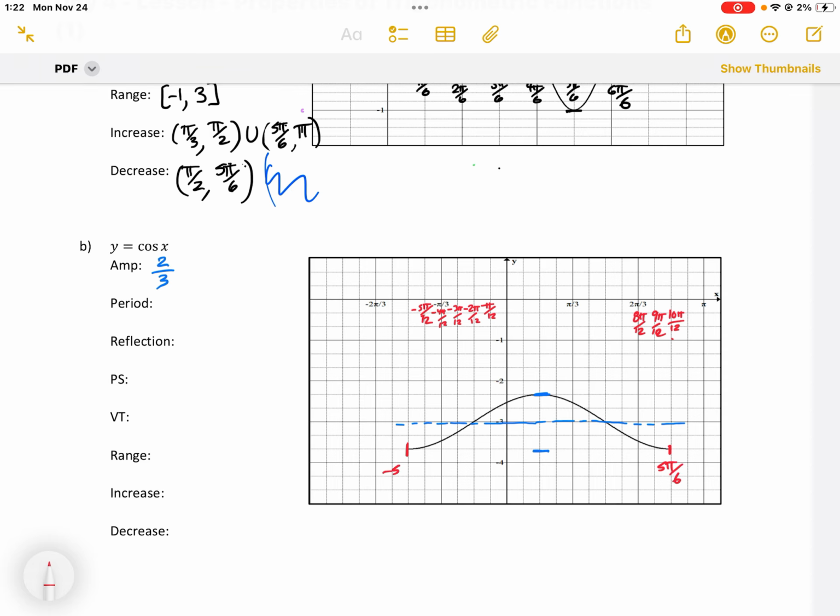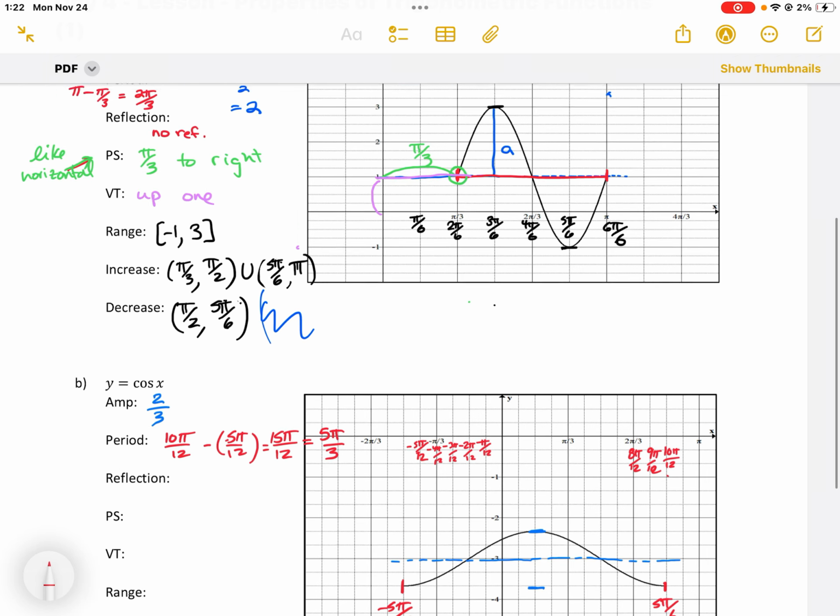And then I've got minus 5 pi over 12. So I'm looking for the difference between those values. My period is going to be, I'm actually going to change that. So I've got 10 pi over 12, take away minus 5 pi over 12, which means that I get 15 pi over 12, which I can reduce by dividing by 3, which will give me 5 pi over 4 as the period.